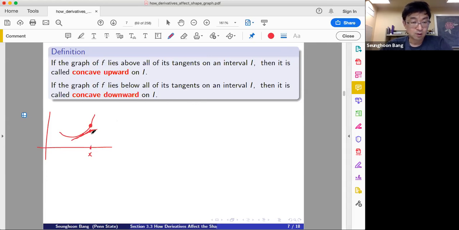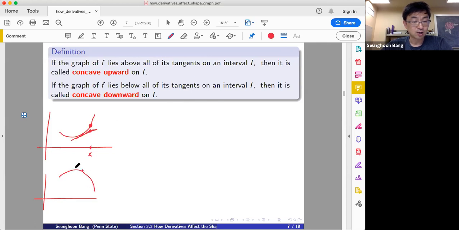Here, the graph is above the tangent line. So this is concave upward, right? The graph is above its tangent line, so this is concave upward. One more: concave downward. The graph is like this. Concave downward.